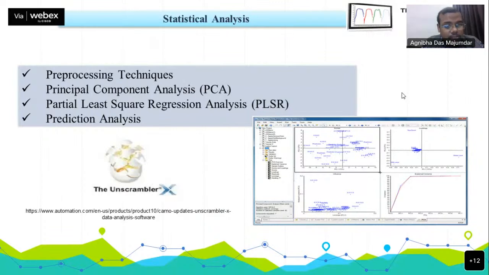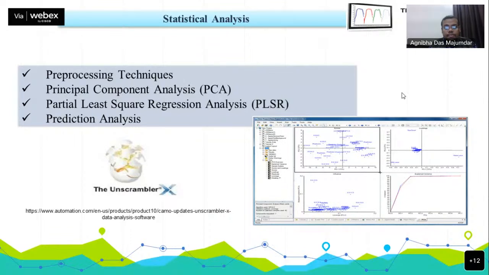Again, the statistical analysis. I have already told you the steps of statistical analysis. And we have used the Unscrambler software for this kind of analysis. You can download this software from this link, there is a link which I have shared. This is not a free software, but they can give you a trial version. After that, you will have to buy this software to do this analysis.